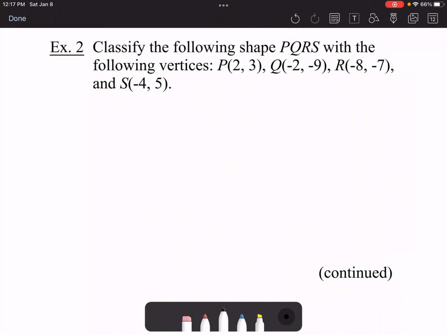It asks us to classify the shape PQRS with the vertices P being (2, 3), Q being (-2, -9), R being (-8, -7), and S being (-4, 5).